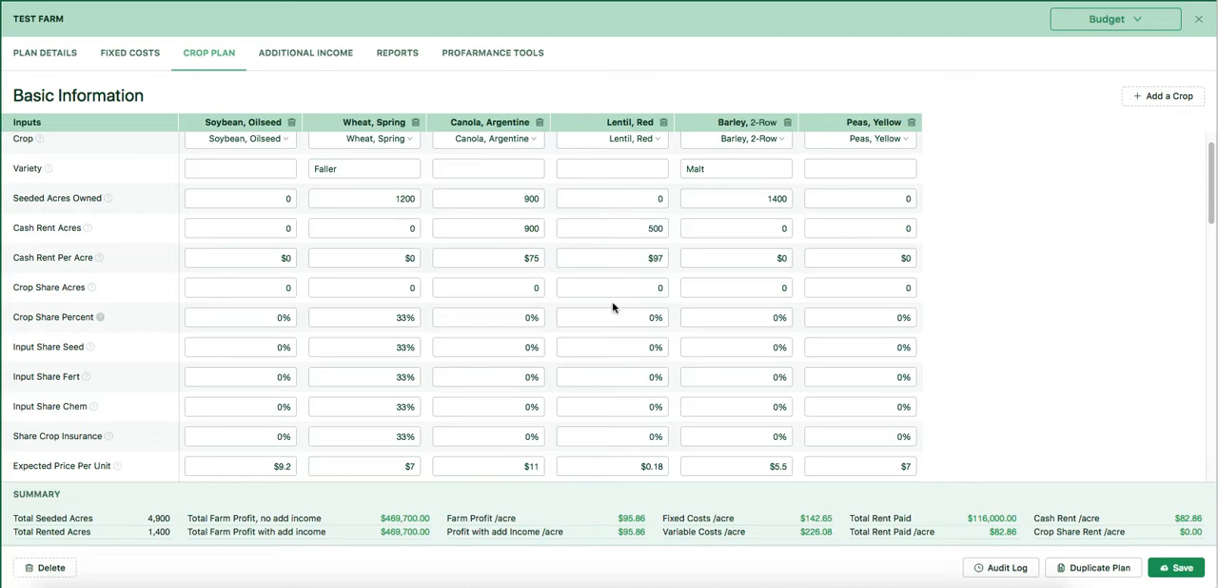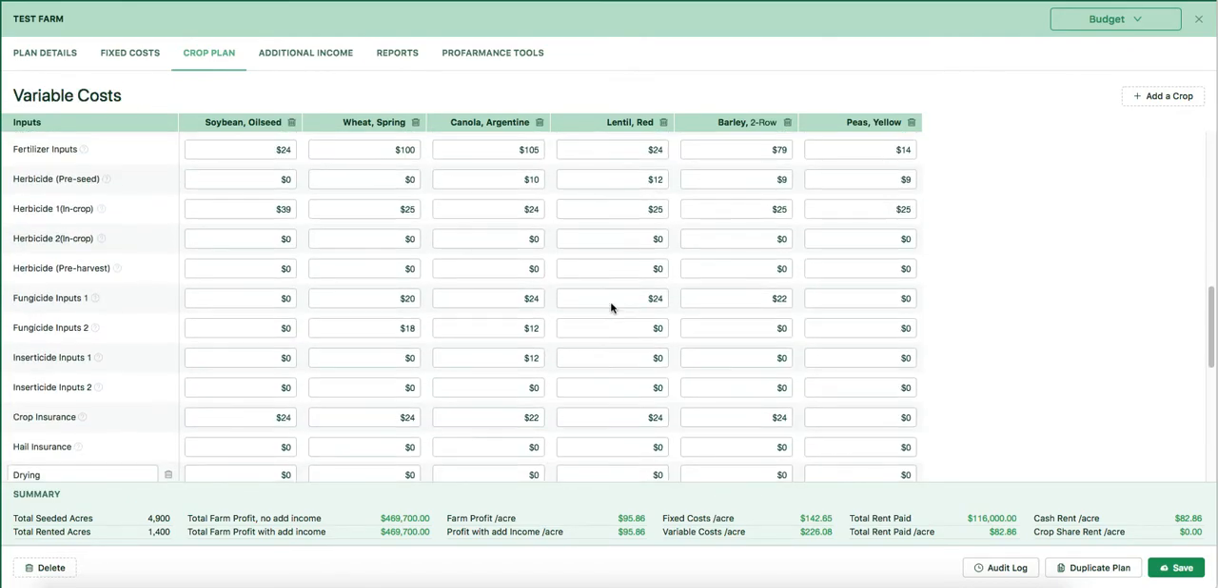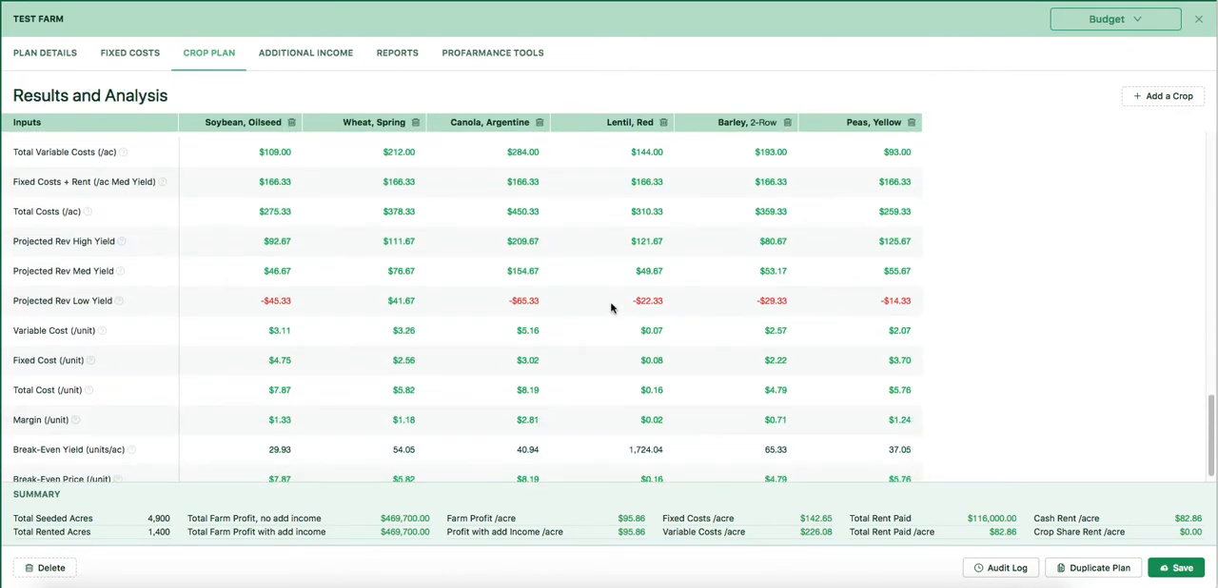So we looked at the crops, and what he's got here is a plan with basically spring wheat, Argentine canola, red lentils, 2-row barley, and then he threw in a crop of peas and soybeans on either side just to see what they looked like. And you don't need to put any acres in to see what they look like. Let's just scroll down and take a look at where they sit as far as profitability goes.